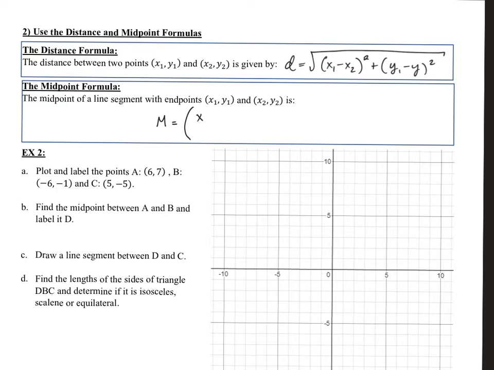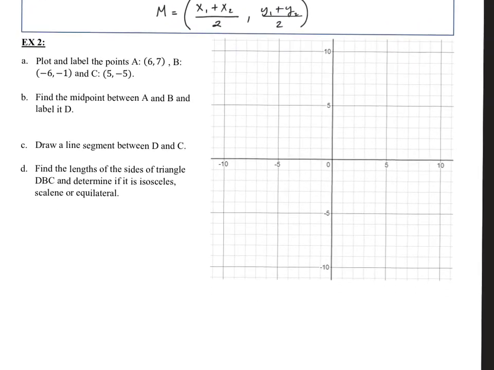So how do we find it? Well, you take the x values, add them, and divide by 2. And then do the same for the y's: add them, and divide by 2. And that's how you find your midpoint.